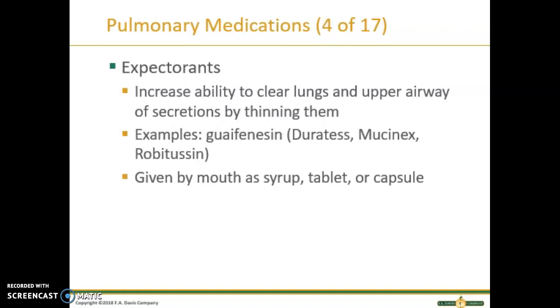And again, they increase the ability to clear lungs and upper airway of secretions, and that's because they thin them. So guaifenesin would be one. Over the counter, you've probably heard of Mucinex or Robitussin. These are given by mouth as syrup, tablet, or capsule.